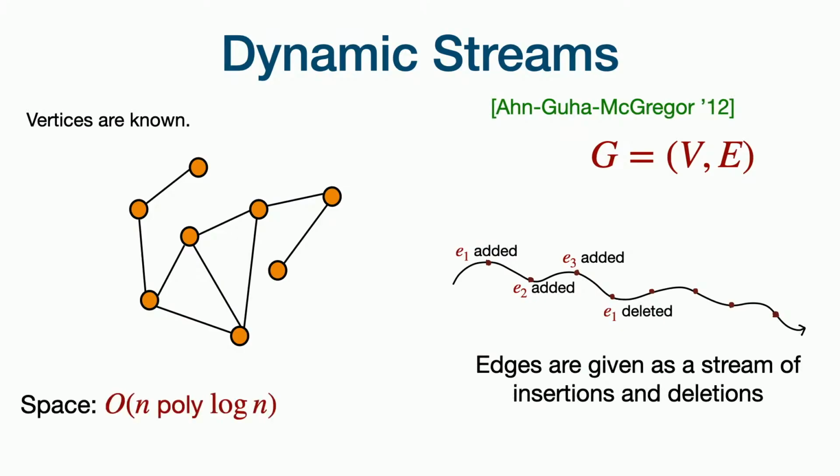And we assume that the space that we have available to us is proportional to the number of vertices, but it's not enough to store the whole graph, right? The number of edges in the graph could be as large as n squared, but the space that we have available is n polylog n. So maybe we can store a counter for every vertex, but not all the edges of a vertex. Okay, any questions about the model?